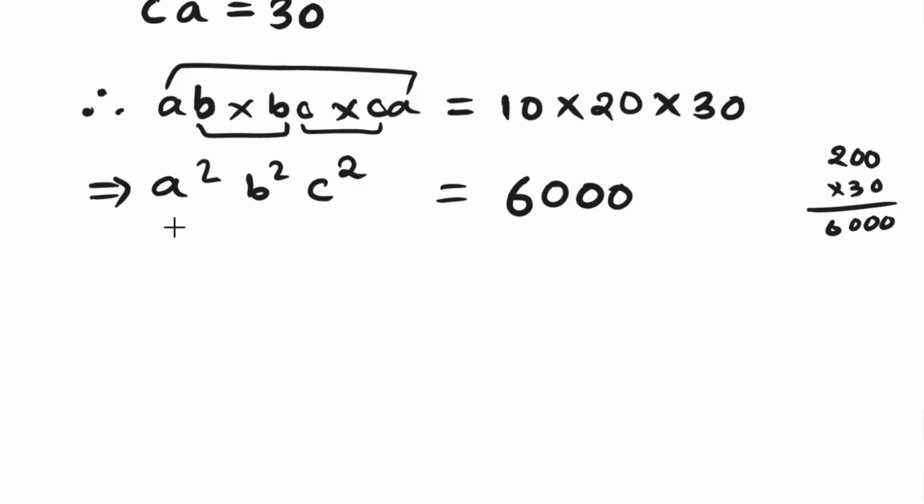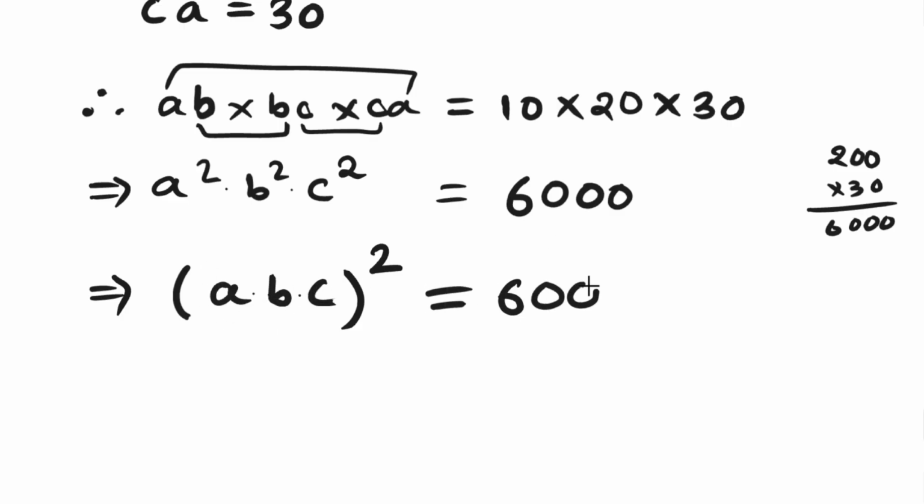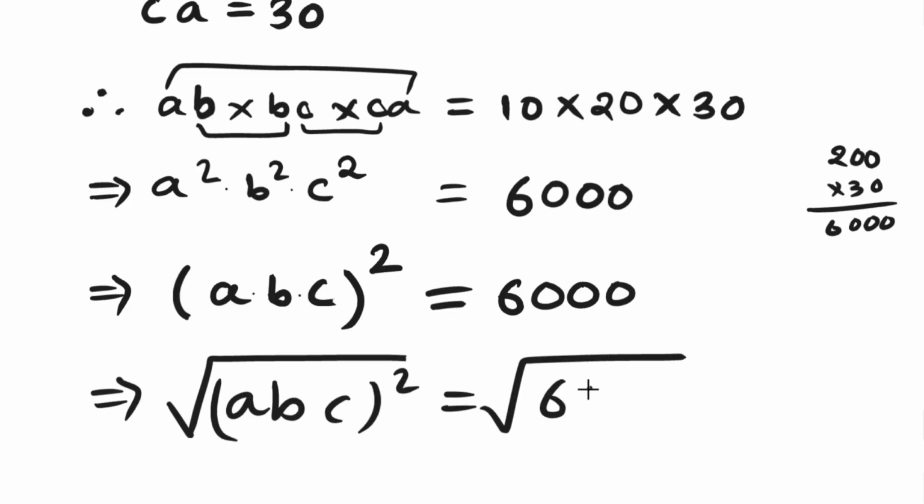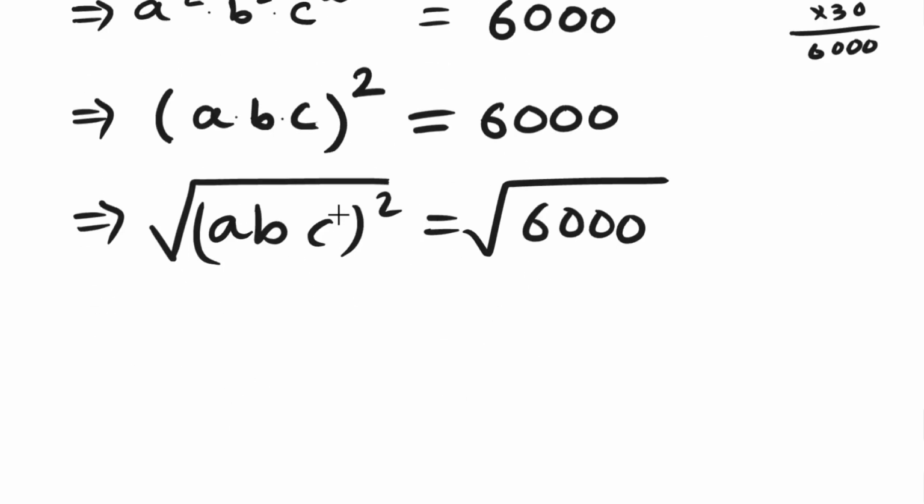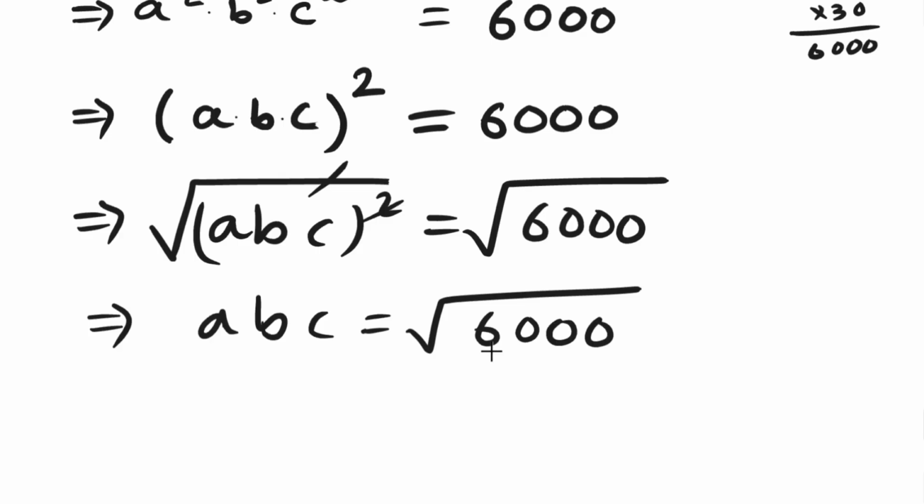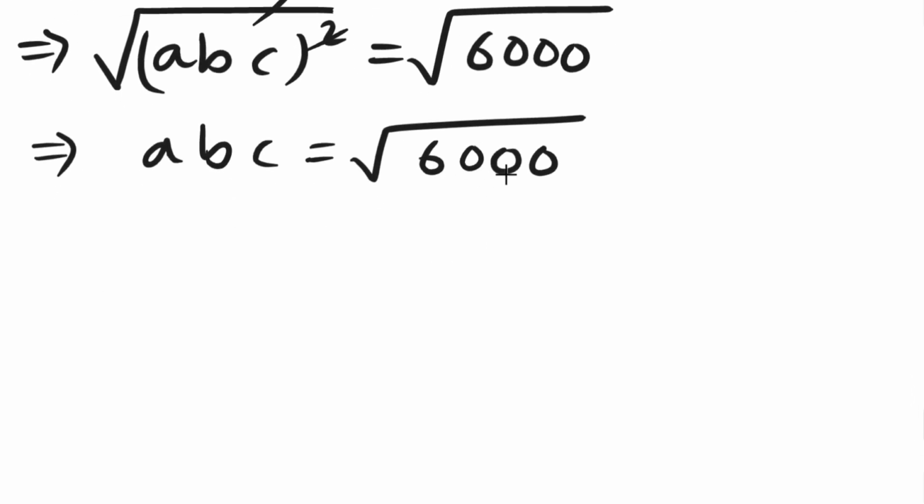Notice that a squared multiplied by b squared multiplied by c squared is exactly the same as the quantity a multiplied by b multiplied by c, whole squared. Therefore, we can write the quantity a multiplied by b multiplied by c, whole squared, equals 6,000. Now, we take the square root of both sides. Since we are working with the positive values in this problem, we get a multiplied by b multiplied by c equals the square root of 6,000. Let's simplify that square root carefully.